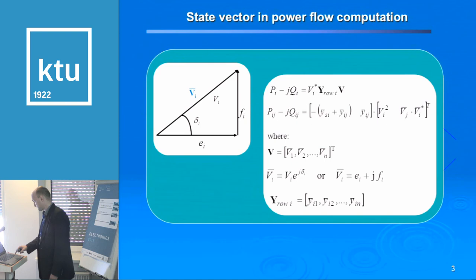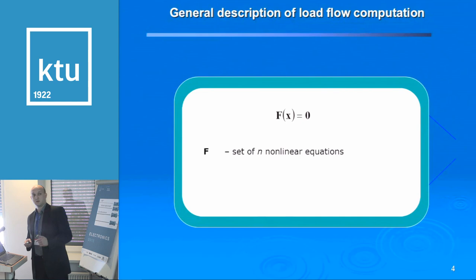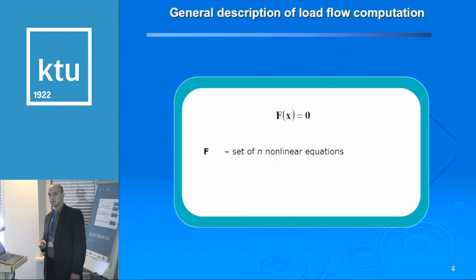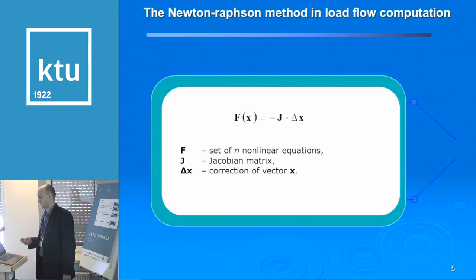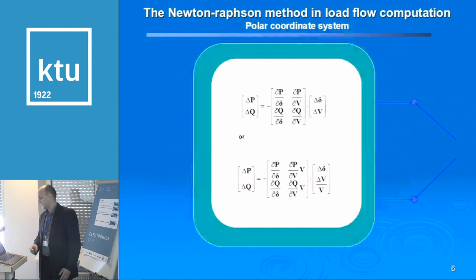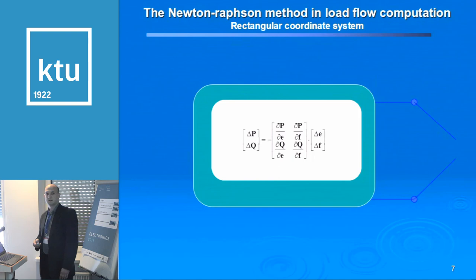So in power flow computation, we need to solve n nonlinear equations. The most effective method, I think, is Newton-Raphson. In Newton-Raphson, in each iteration we find an approximation of the state vector. If we consider power flow computation in a polar coordinate system, we can consider the problem as follows here, or this approach is also possible. When we use a rectangular coordinate system, we have a problem like here.